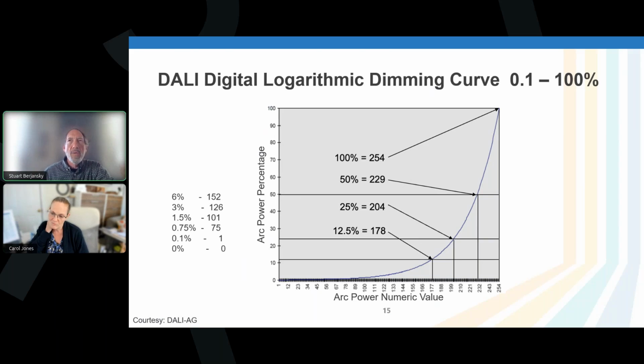And as you mentioned earlier, Carol, DALI is a standard. So any driver that is a DALI driver will have this specific curve. It won't have the variability of the analog 0 to 10 volt curves. And you do have the power to change the curve if you want to. It's highly configurable. Everything in DALI devices is highly configurable.